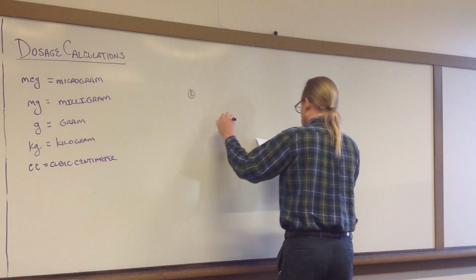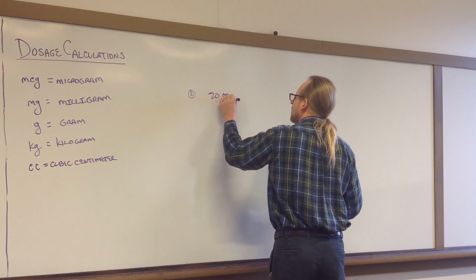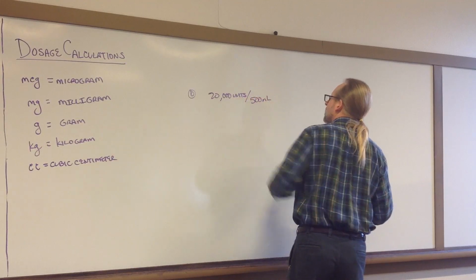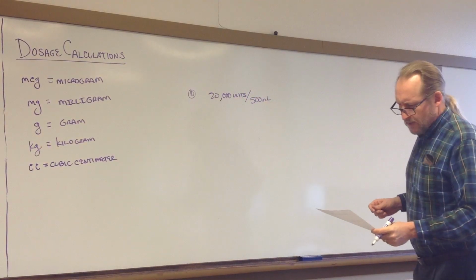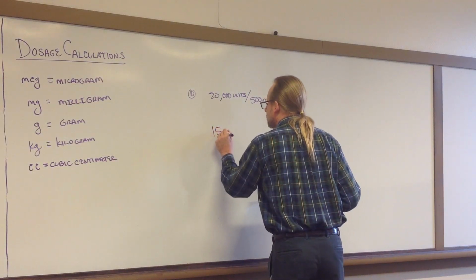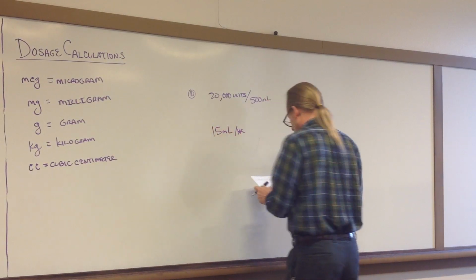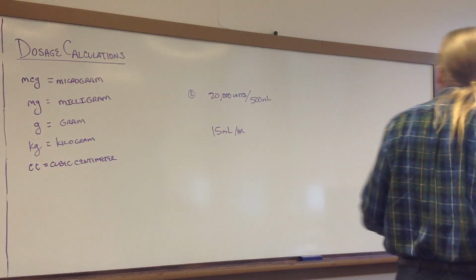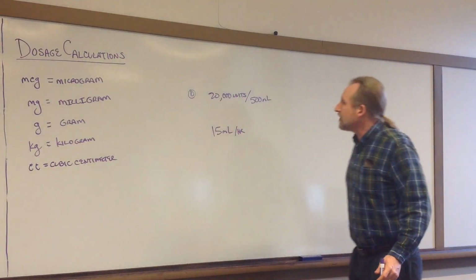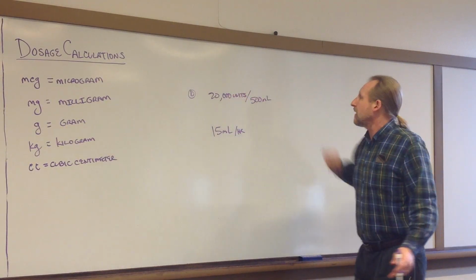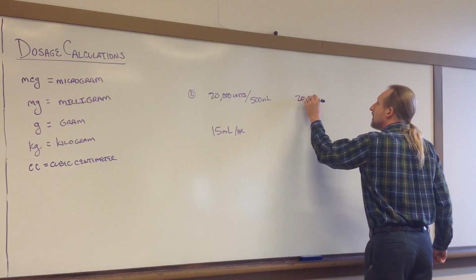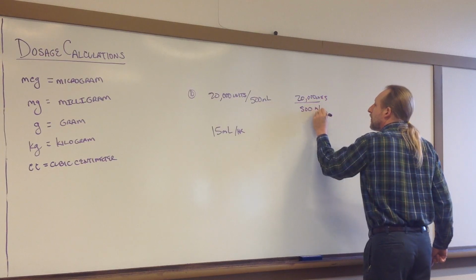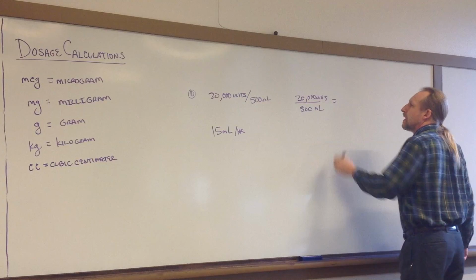So, problem 10, we're looking at 20,000 units per 500 milliliters. The pump is set at 15 milliliters per hour. The patient is receiving how many units per hour? So the question is, how many units are in 15 milliliters if we know that 20,000 units are in 500 milliliters? And we could play around with this the way that we did in that last problem, but let's just use the information that we're given.